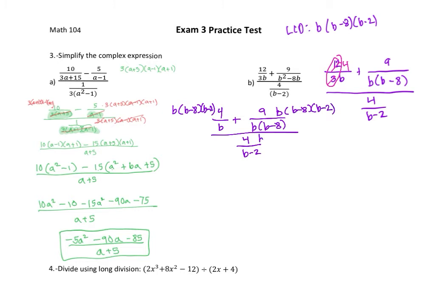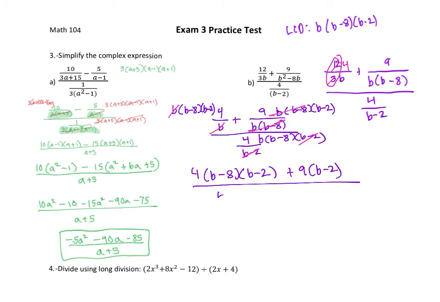Every single little fraction gets that denominator. Okay, so then we're going to cancel the b's out on the first one, both of those on the second, and the b minus 2's in the bottom. So we are left with 4 times b minus 8 times b minus 2 plus 9 times b minus 2 all over 4b, b minus 8. Okay, so I'm just going to do some distributing here.